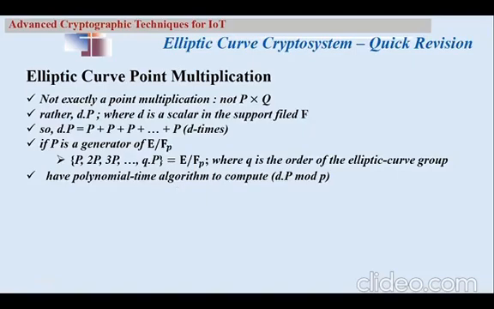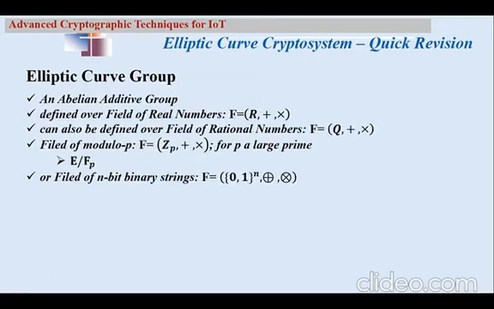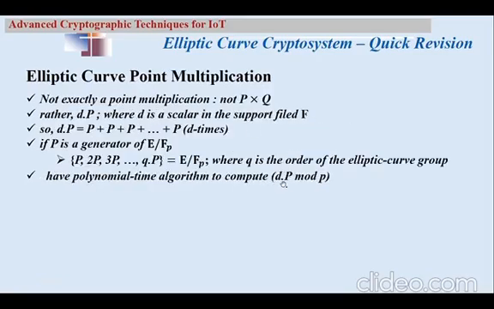Also, we have to remember that we have a polynomial time algorithm. The algorithm we'll learn in the cryptography course, but remember that there exists a polynomial time algorithm to compute d into P with respect to modulo p. This is also important. If we would not have defined the elliptic curve on this modular arithmetic group, and instead defined the elliptic curve over real numbers or rational numbers, then calculating d into P will not be an easy task, in the sense we will not have any polynomial time algorithm.